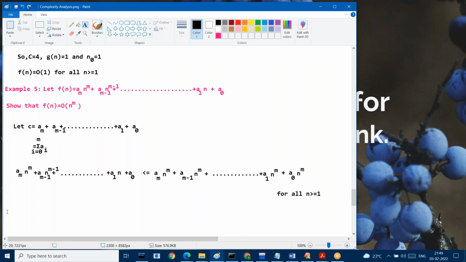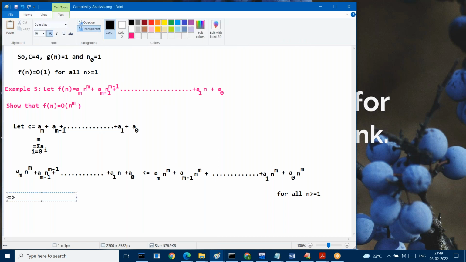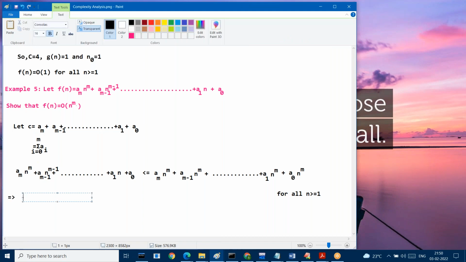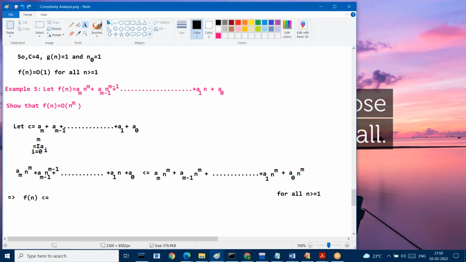Now what I can say implies, so what is this fellow actually? See, this fellow is nothing but your fn. What I can write, fn lesser equal to, now you see here in everywhere n to the power m is there, here, here, next term, next term, next term, next term, everywhere n to the power m is there.